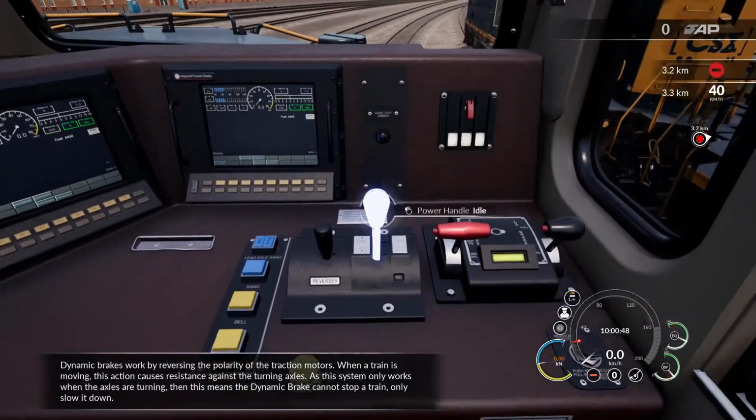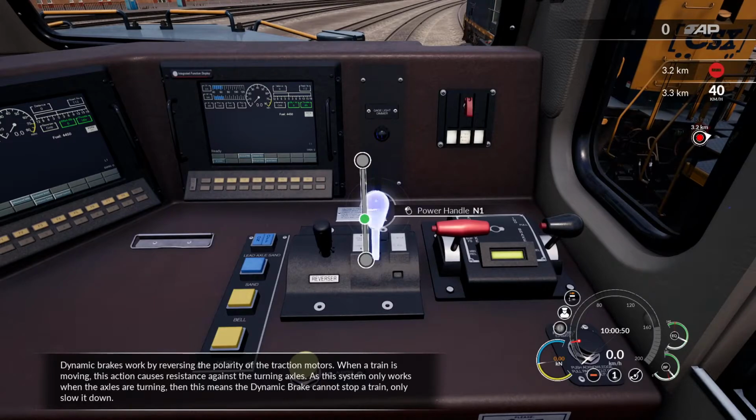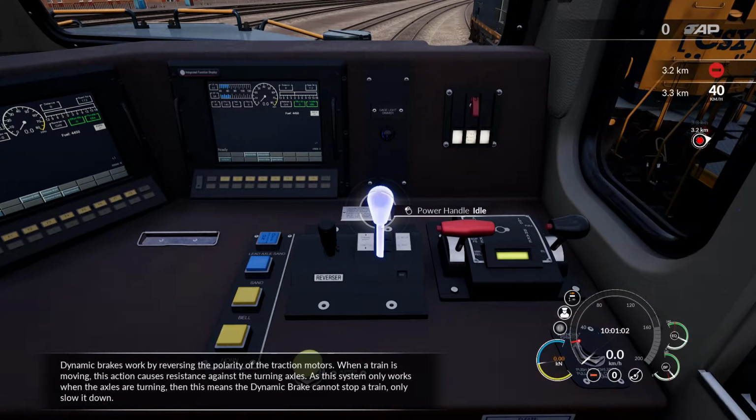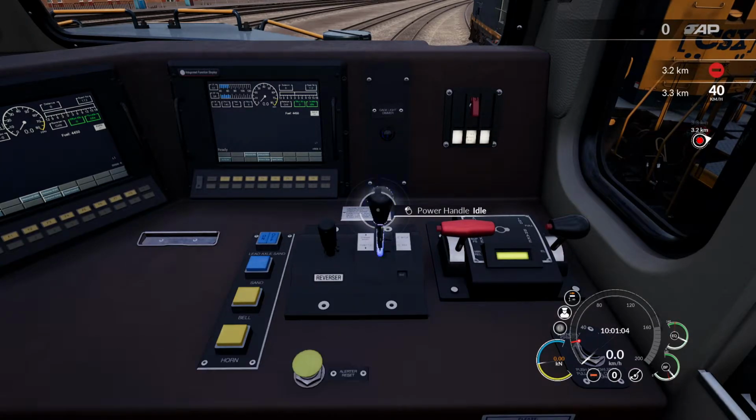Dynamic brakes work by reversing the polarity of the traction motors. When a train is moving, this action causes resistance against the turning axles. As this system only works when the axles are turning, this means the dynamic brake cannot stop a train, only slow it down.